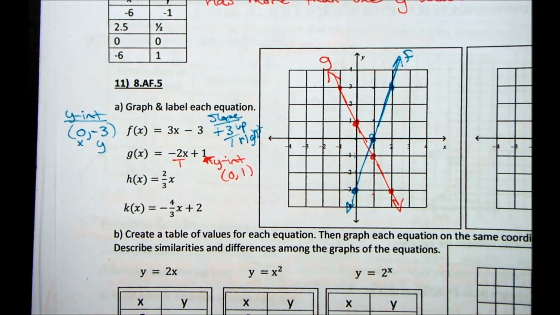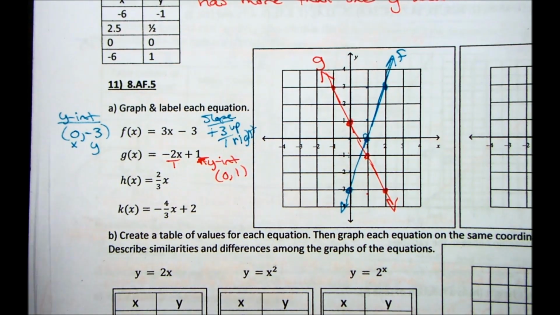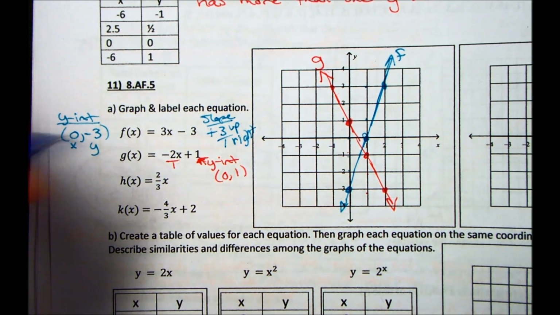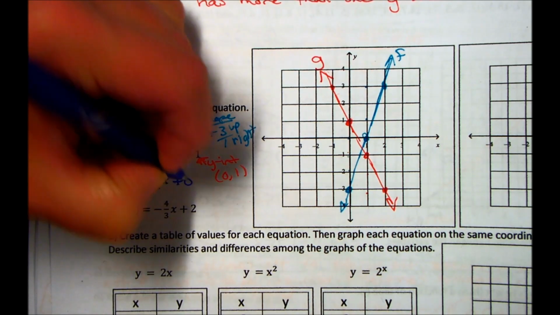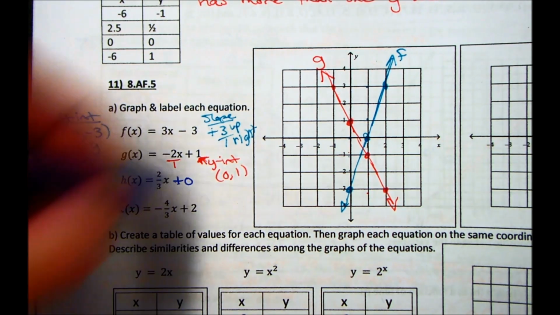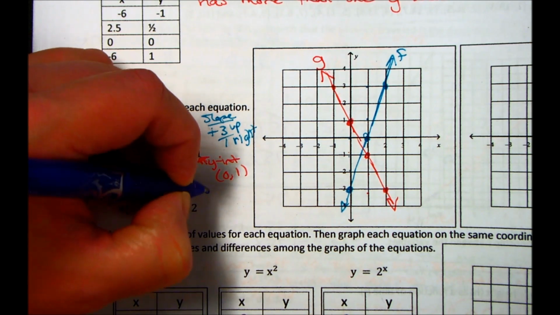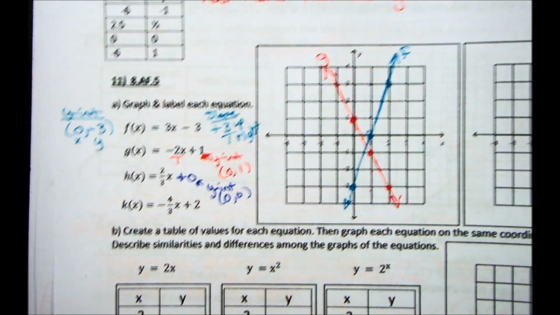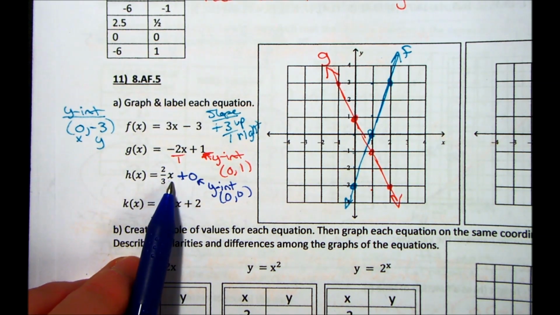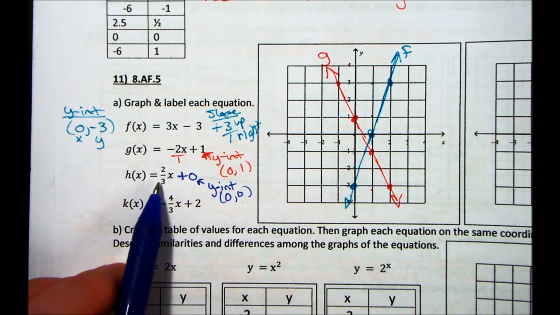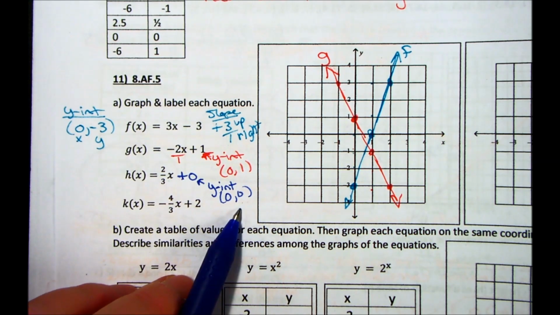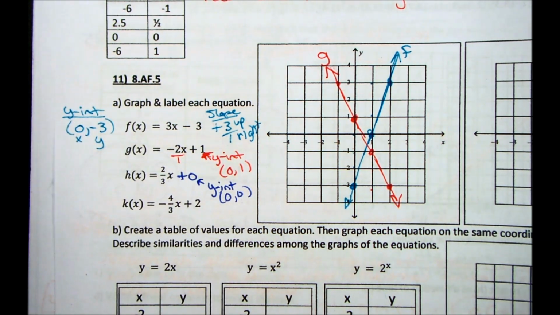All right, so the next one now is h of x. If you notice, h of x does not have a constant being added at the end. In that case, you could put a plus 0 there, but that is going to be your y-intercept. So the y-intercept for this equation is going to be 0. Again, if you were to substitute 0 for x and multiply by 2/3, you get 0. So that would be your output. Your input would be 0, and your output would be 0. So that is your y-intercept.